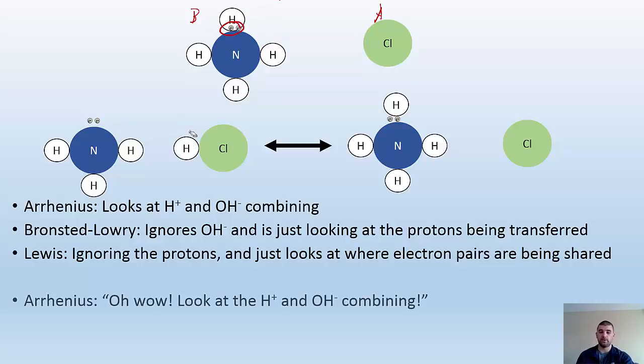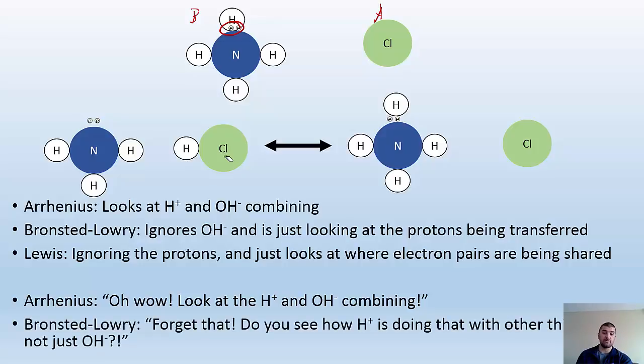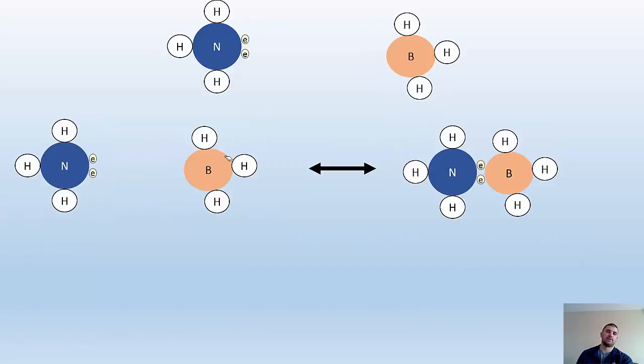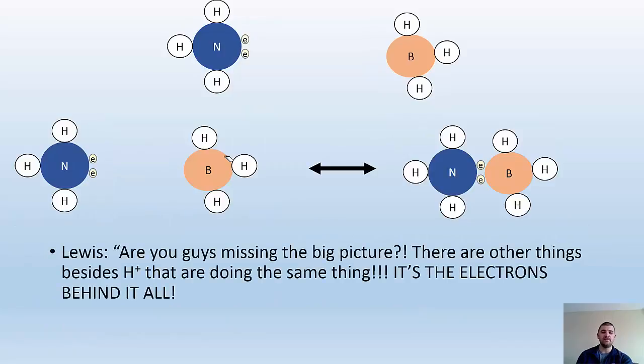So it's like, Arrhenius was like, oh, well, look, it's H plus and OH minus combining. Bronsted-Lowry would be like, forget that. Did you see how H plus is doing that with other things, not just OH minus? And then Lewis came along and was like, hey, you guys are missing the big picture. There are other things besides H plus that are doing the same thing. It's the electrons behind it all.